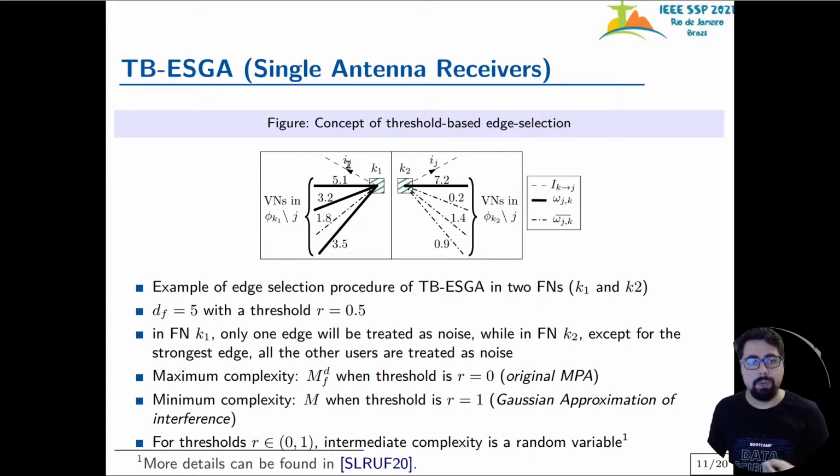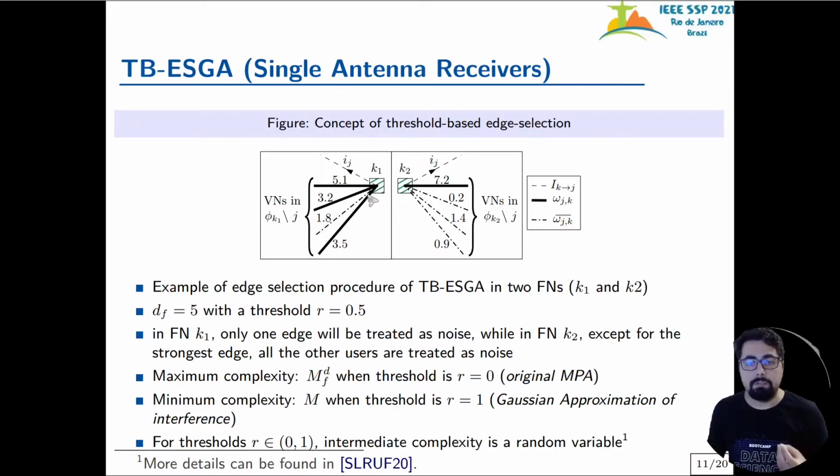To do that, we identify the strongest user colliding with user J. Here we show an example in function node K1 where 4 other users collided with user J. The strongest one has a fading strength of 5.1. We set a threshold of 50% on this strongest value to discard any user which has fading gain weaker than this threshold. Weak users will be treated as noise by Gaussian approximation, in this case the dashed dot lines.